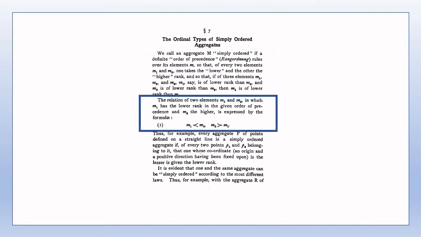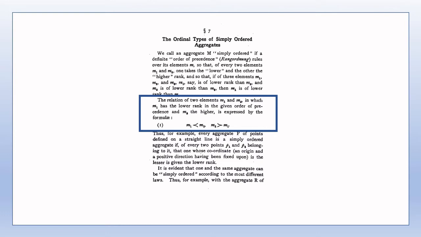Note that the symbol introduced in point 1, used to indicate which element is lower rank and which higher, must be understood to represent a different order relation when applied to different aggregates. Thus, if M is a simply ordered aggregate and N is a second simply ordered aggregate, then the symbol used in relation to elements of M effectively represents a different relation defined between the elements of M than when the symbol is used to represent the relation between the elements of N.